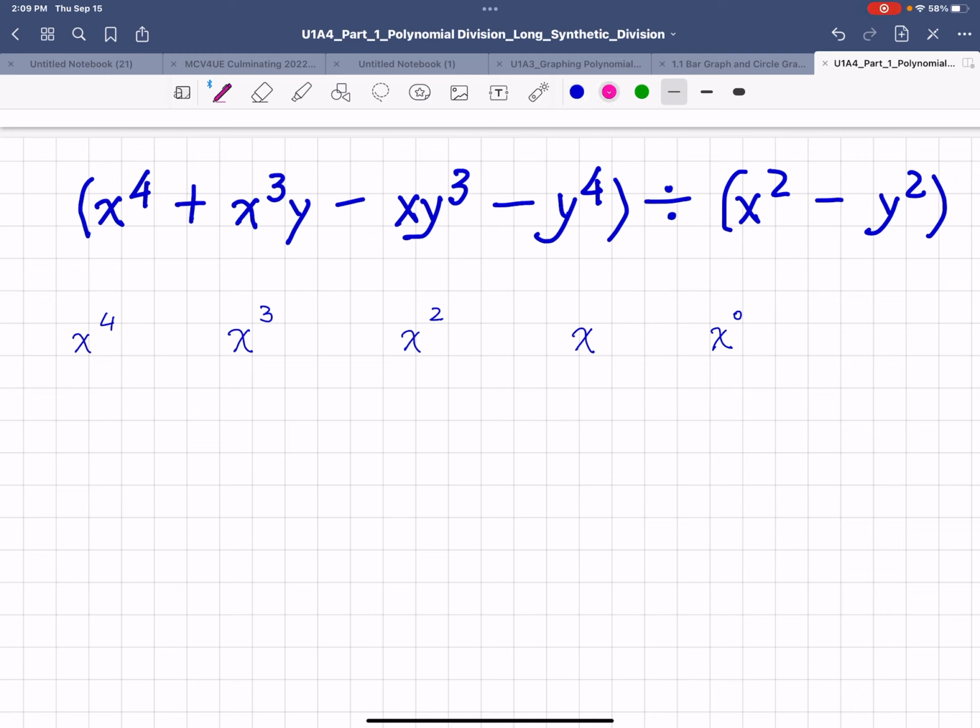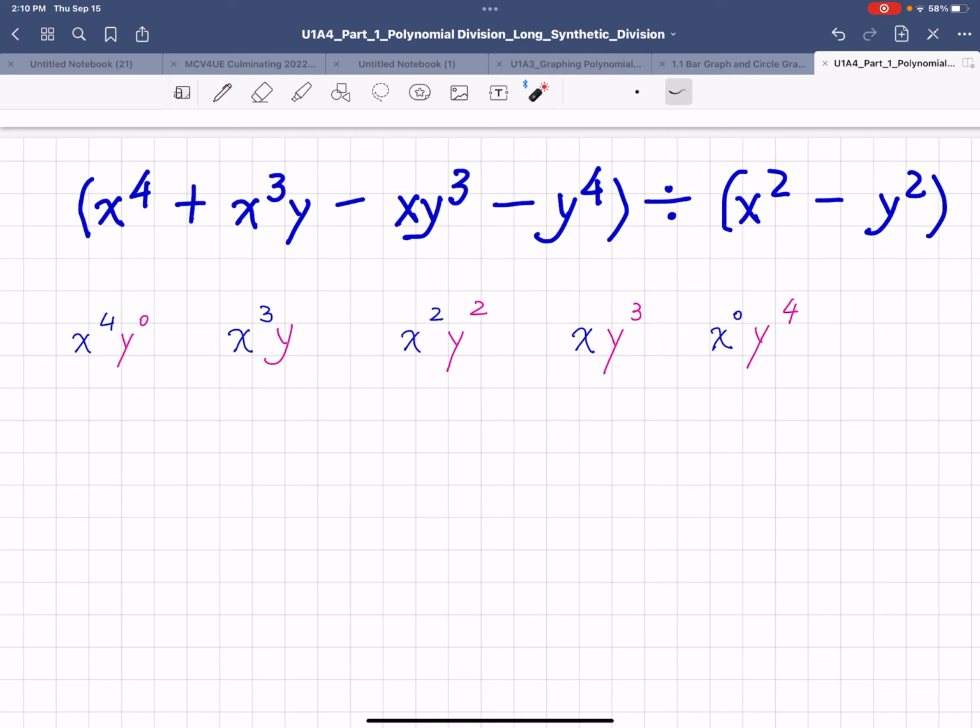Then we'll work on the next variable, which is y. Now, in the first term, x to the power 4, we don't see y, so we're going to write here y power 0. In the next term, we have y to the power of 1, and that's exactly what we see in here. So we have x power 3, y to the power of 1. Next term, we'll have y to the power of 2, and then y to the power of 3, and the last term will be y to the power of 4.